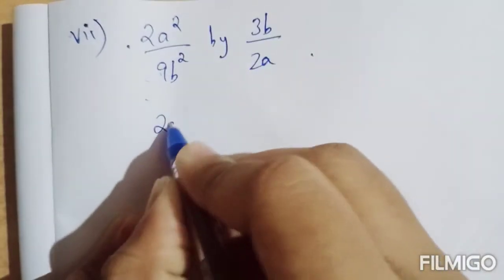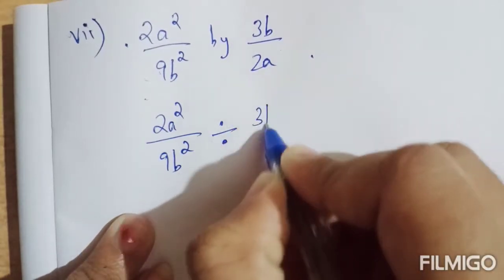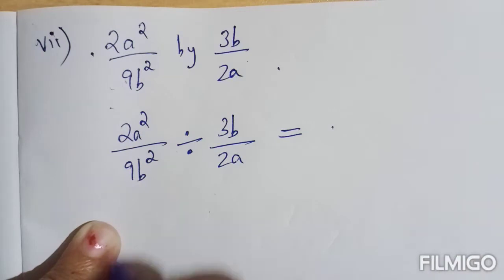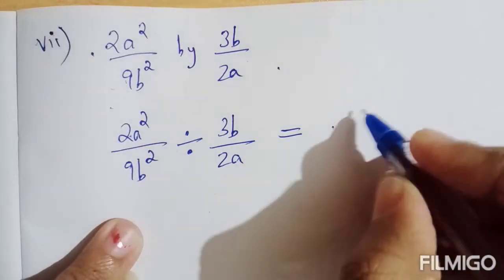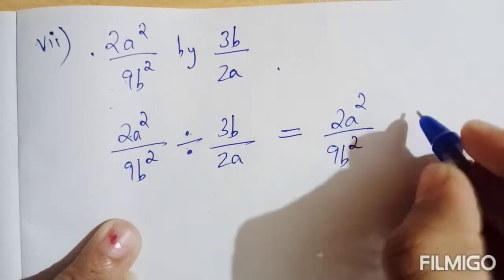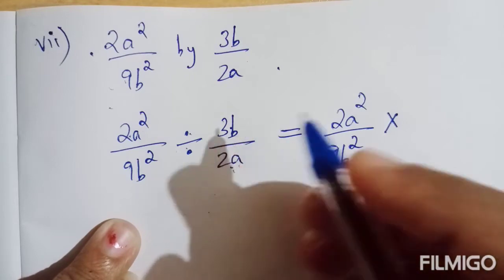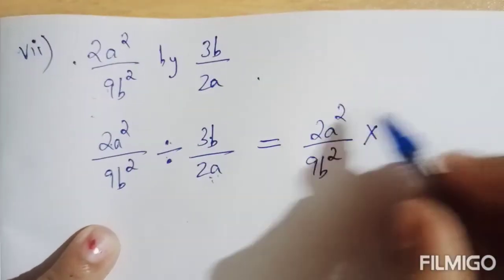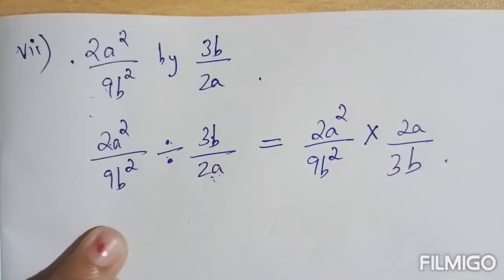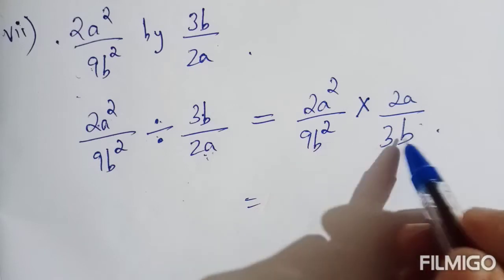Okay, 2a square by 9b square you have to divide by 3b by 2a, which is equal to 2a square by 9b square. You can write as it is. This is the dividend. Division sign, change that to multiplication sign. 3b by 2a, this is the divisor, so take its reciprocal. It will be 2a by 3b. Okay. Now you can multiply these two monomials.